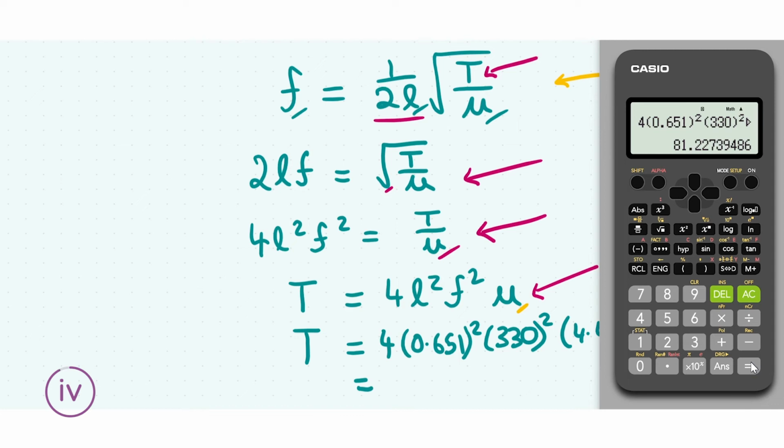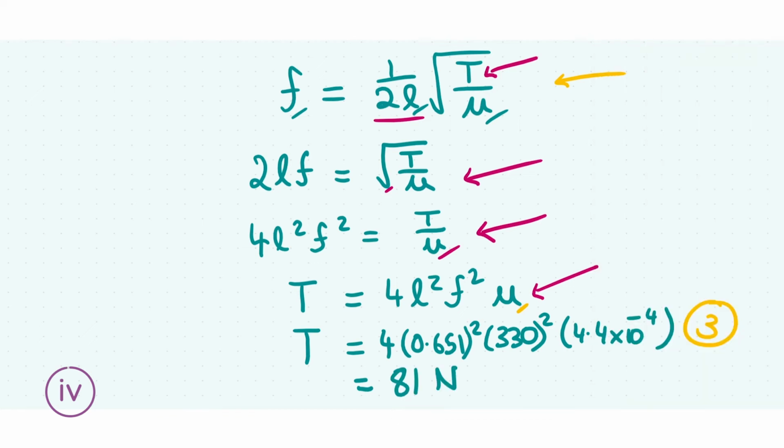Since tension is usually rounded to the nearest whole number, you hardly see instrumentation with decimal or fractional measurements for the tension, so it is best to observe that convention and just round it to the nearest whole number, giving us 81 newtons as the tension. The newton is the unit for tension, since tension is a force. This gives you your final 3 marks for your question, giving you 12 out of 12.